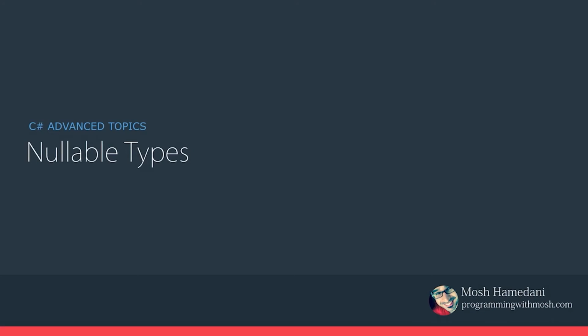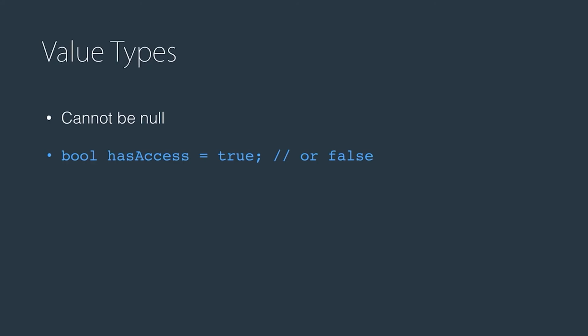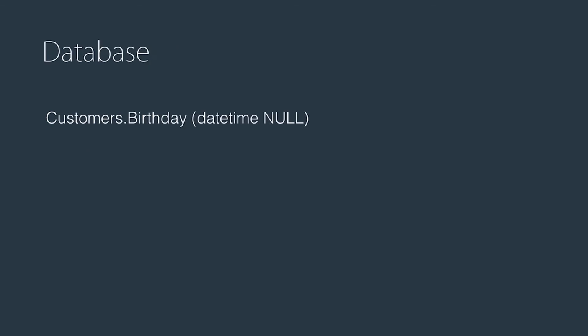Okay, nullable types. What are they and why do we need them? In C#, as you probably know, a value type cannot have null. So if you define a bool, it can have either true or false. But there are situations where you would also like to cater for null values. For example, if you are working with a database and you have a table called customers, which has a column called birth date. Birth date can be nullable because not everyone wants to put in their birth date. In that case, if you want to map that table to a C# class, that's one of the cases where you use a nullable type.